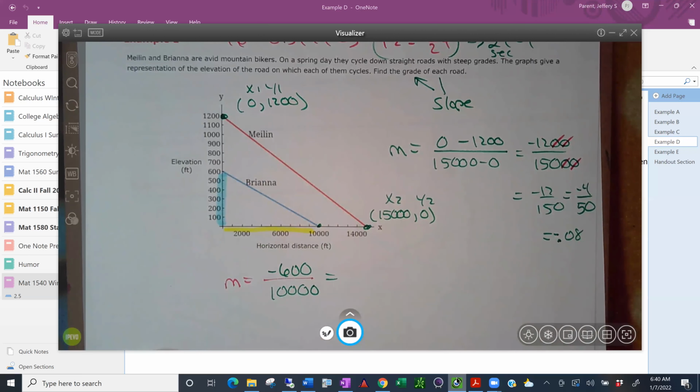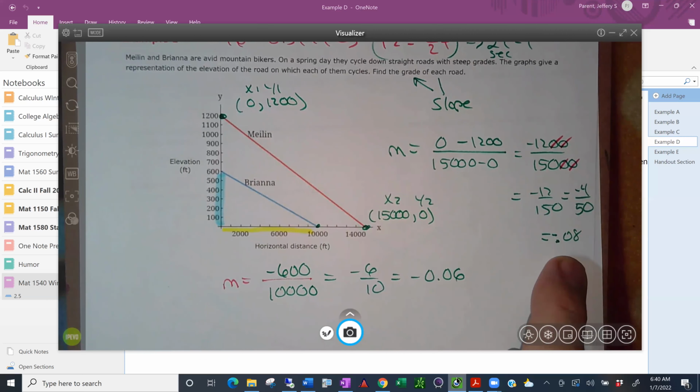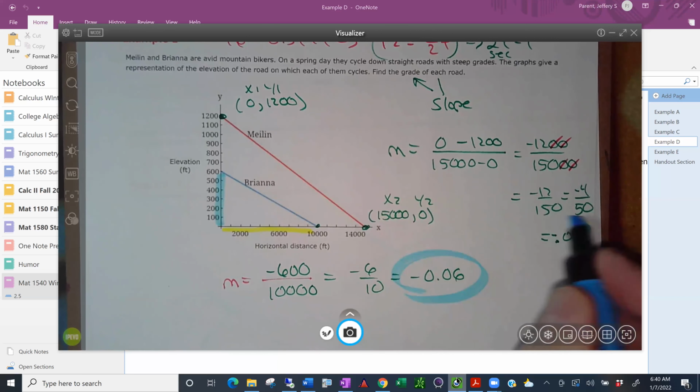So a little bit less than 2 miles. So that's going to be negative 6 over 10, which is negative 0.06. So Lynn was riding on a steeper road here. In any case, those are your two slopes. Beautiful.